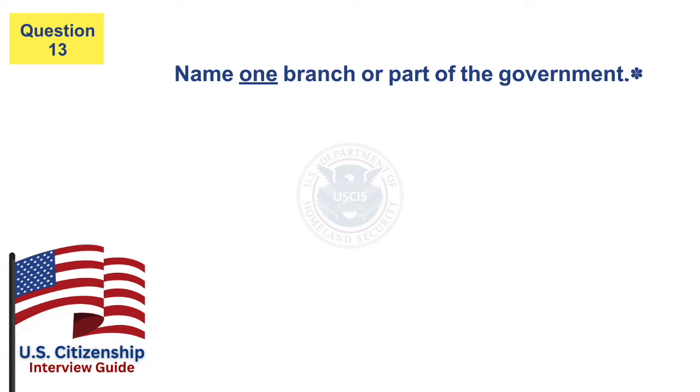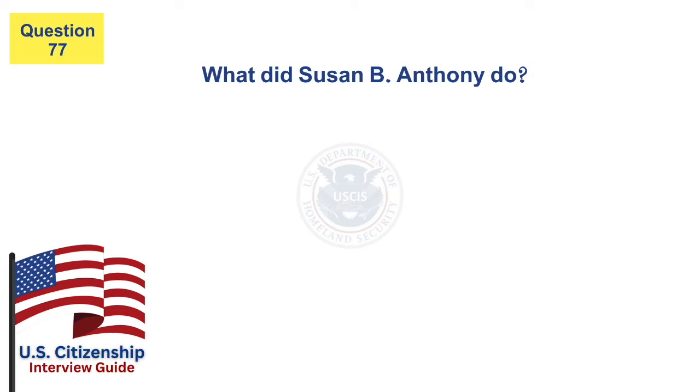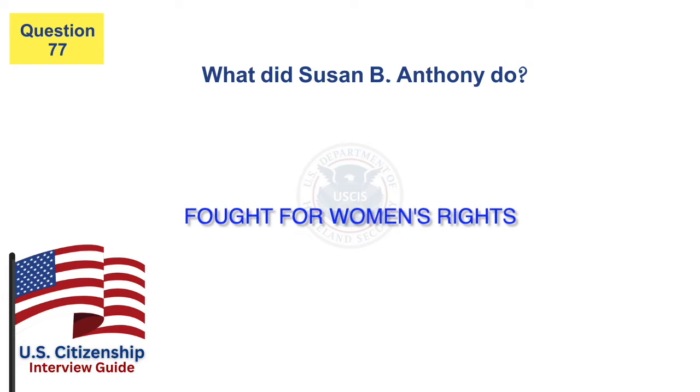Name one branch or part of the government. Congress. What did Susan B. Anthony do? Fought for women's rights.